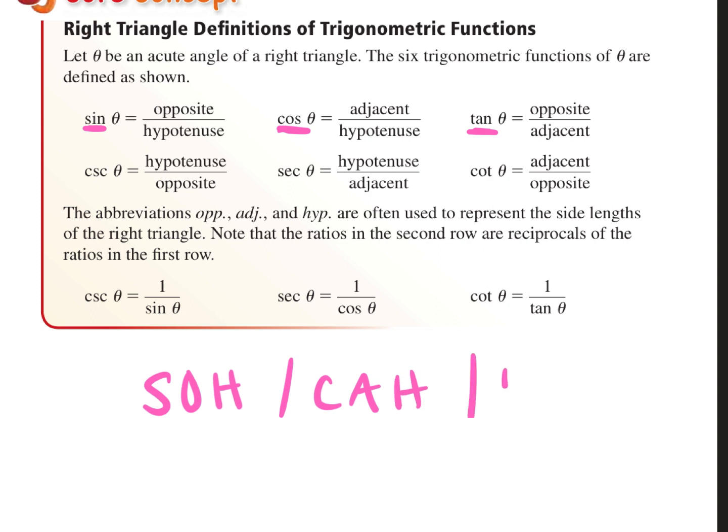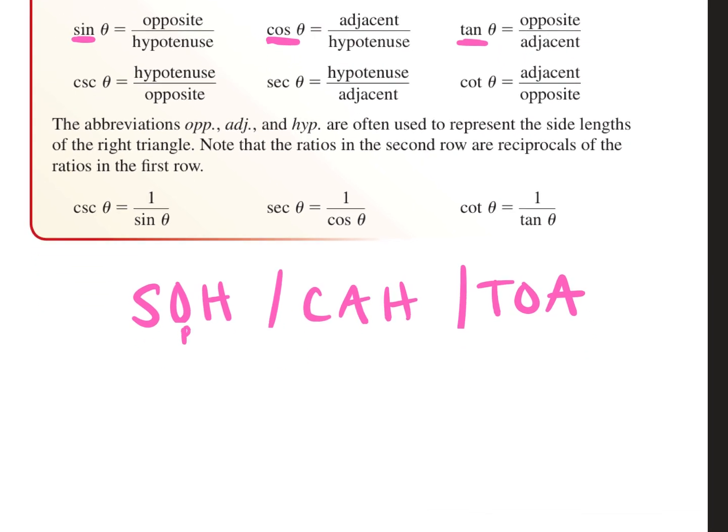SOHCAHTOA. Anybody remember this from geometry? Well, it's coming back. So sine stands for opposite over hypotenuse. Cosine stands for adjacent over hypotenuse. And tangent stands for opposite over adjacent. So if you know SOHCAHTOA, you know your sine, cosine, and tangent.